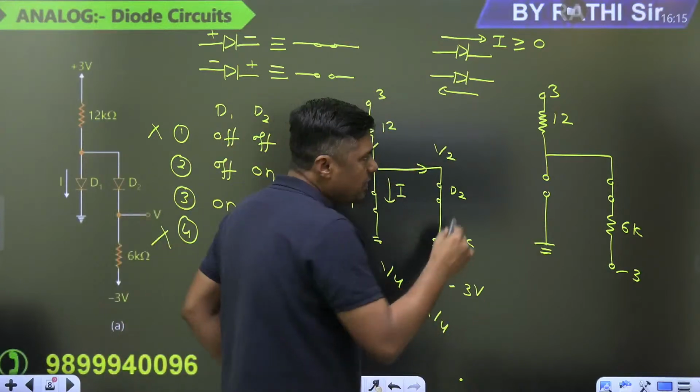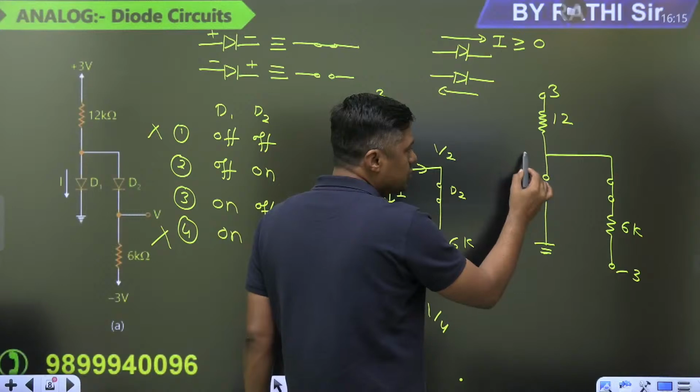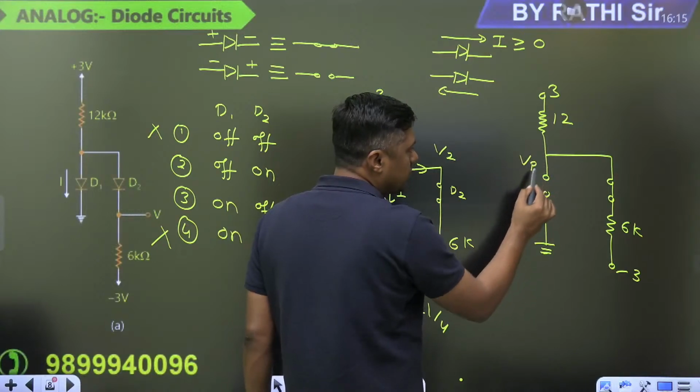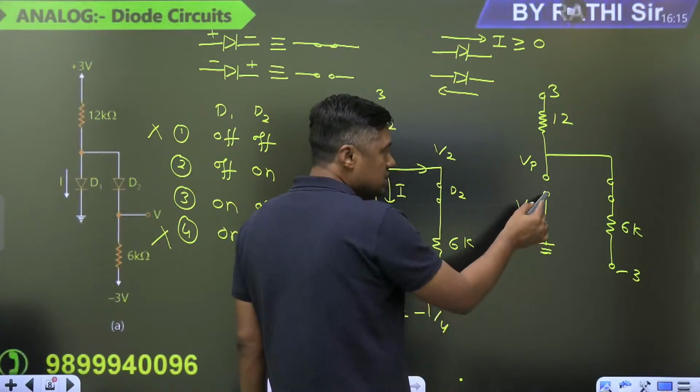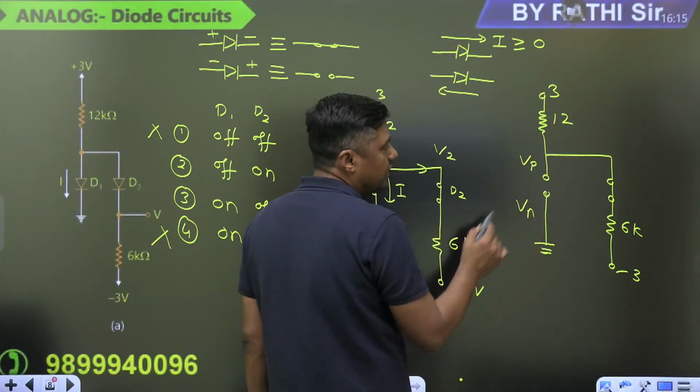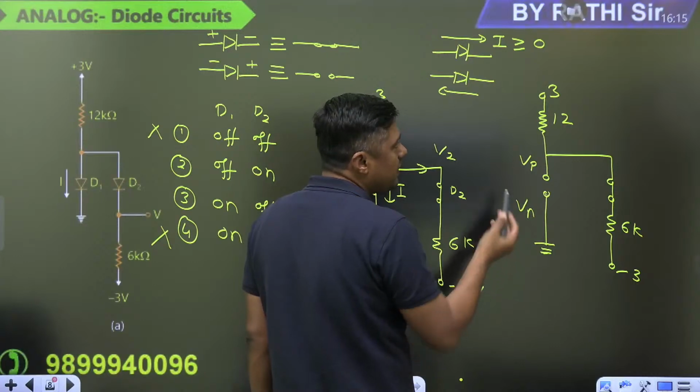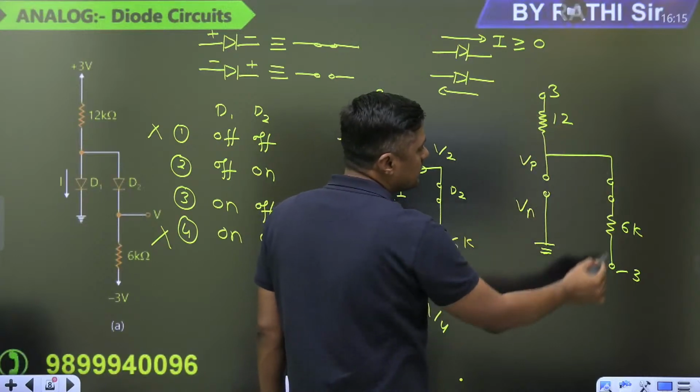So always remember, if any diode is off, then the positive terminal voltage should be less than the negative terminal voltage. What is the negative terminal voltage here? 0. It should be less than that. We will verify. Now this is the case.